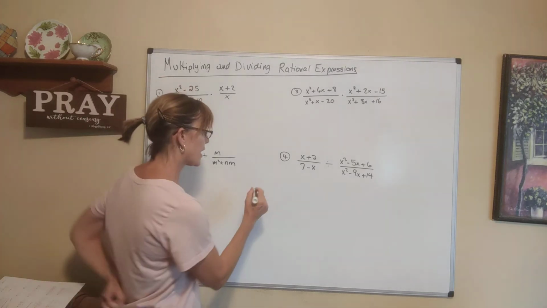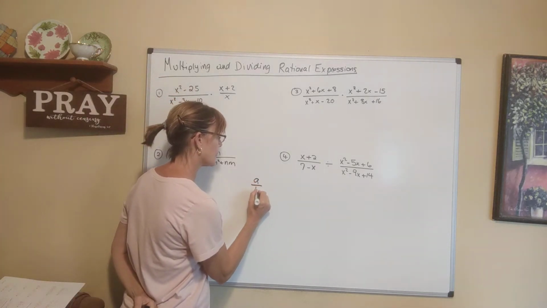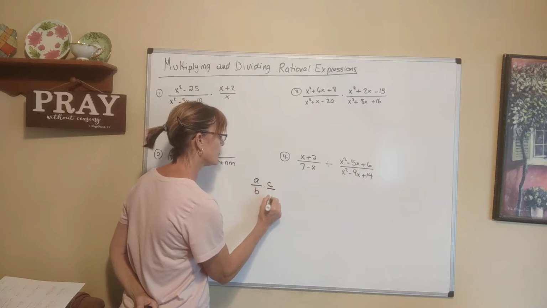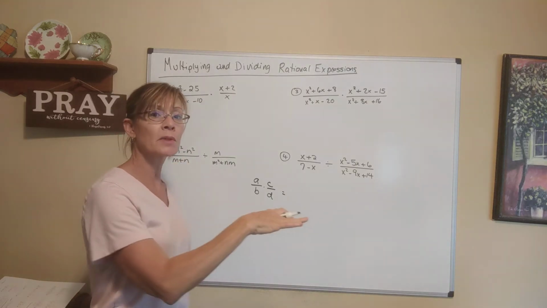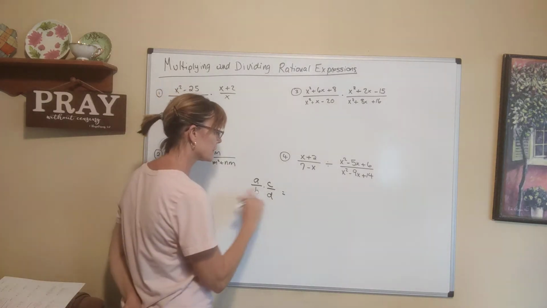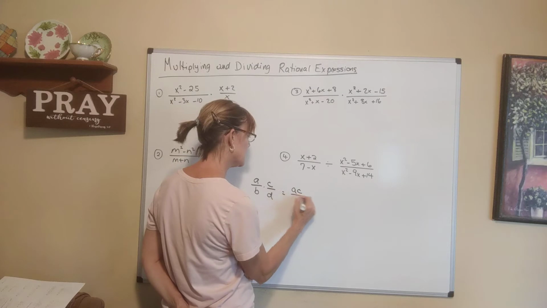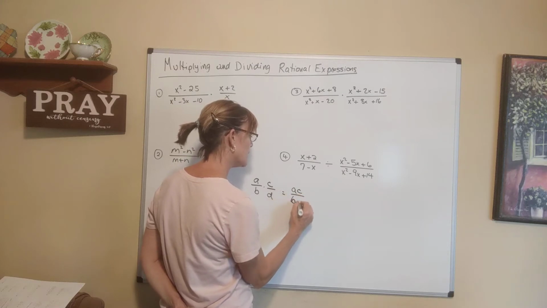If you have some fraction here, a over b times c over d. This is really the easiest thing that we get to do with fractions. You just multiply the numerators and multiply the denominators. This is equal to a times c over b times d.